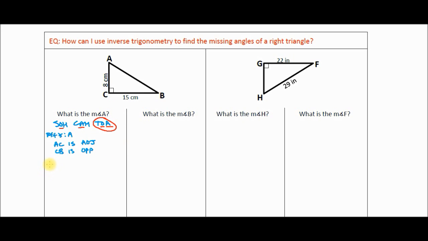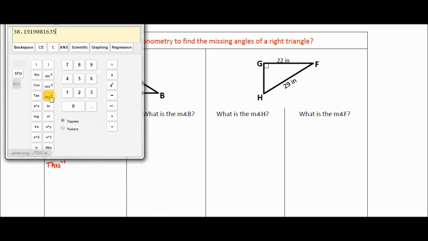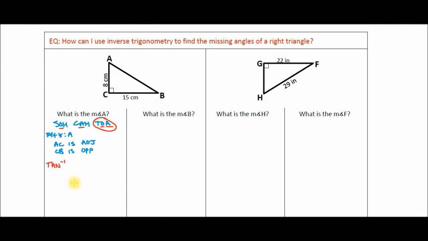Alright, so let's use tangent, but we're not going to just write TAN, because we're not using regular trig, we are using inverse trig. If you look at your calculator, you'll see a button that says tan of -1. That's the inverse function of tangent. So tan of -1, or inverse tangent, and think of what tangent is. Tangent is opposite over adjacent is equal to the measure of angle A.